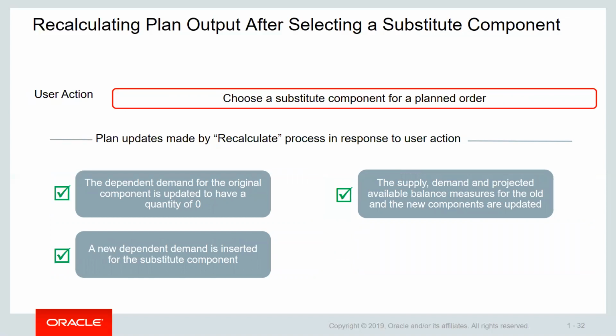Finally, here we are looking at how the recalculate process affects the plan when user chooses a substitute component for a plan order. Basically, what we are saying is this. If user chooses a substitute component for a plan order, by recalculation, the dependent demand for the original component is updated to have a quantity of 0. In addition, a new dependent demand is inserted for the substitute component.